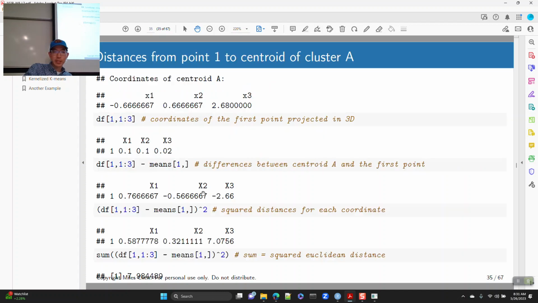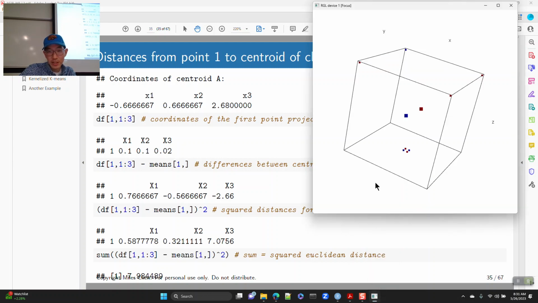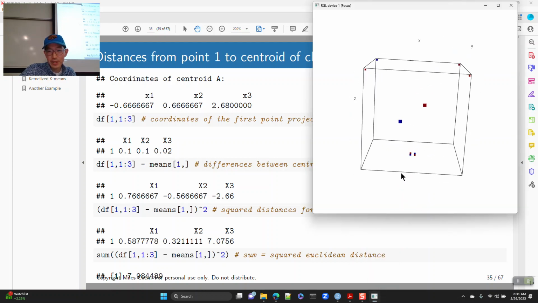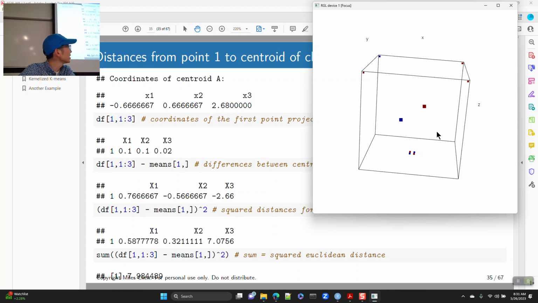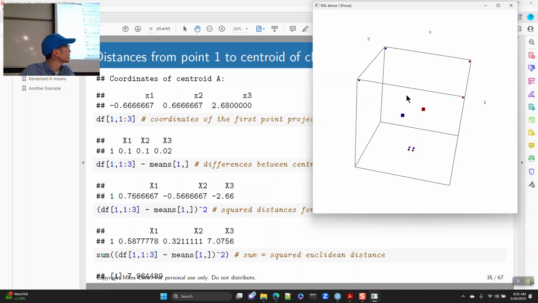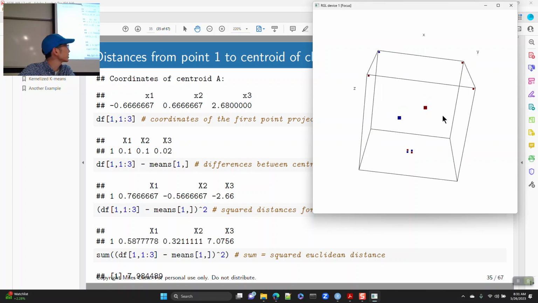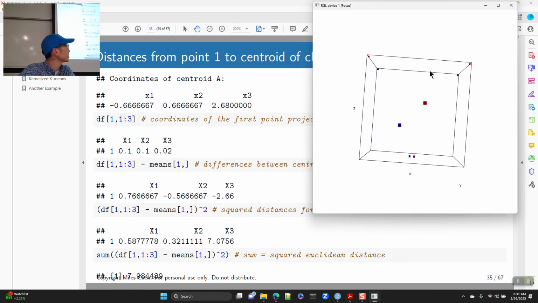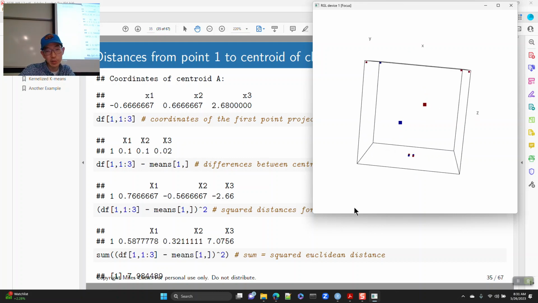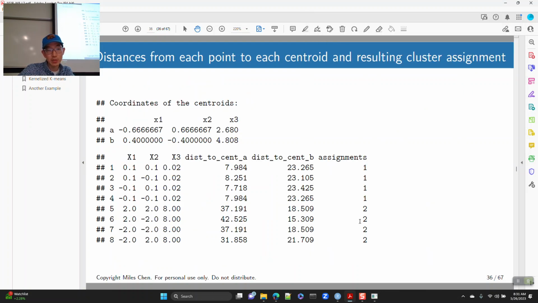All right, and then we'll calculate the distance to each of these centroids. I think we can see that for these 4 points, the centroid in blue is closer, and for these 4 points up here, the centroid in red is closer. And so at the next iteration, these points up here will get assigned to the red cluster, and the 4 points on the bottom will get assigned to the blue cluster. And so that's what happens.